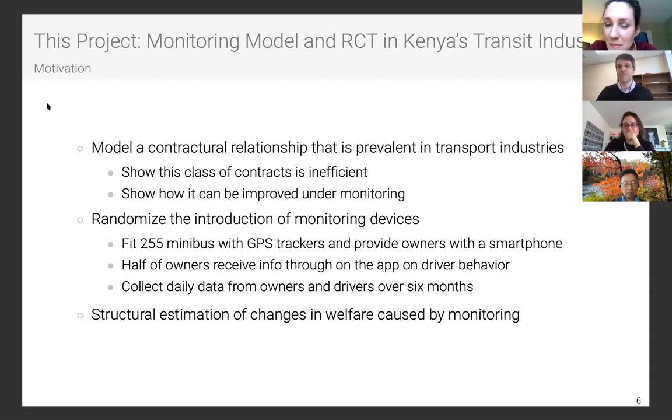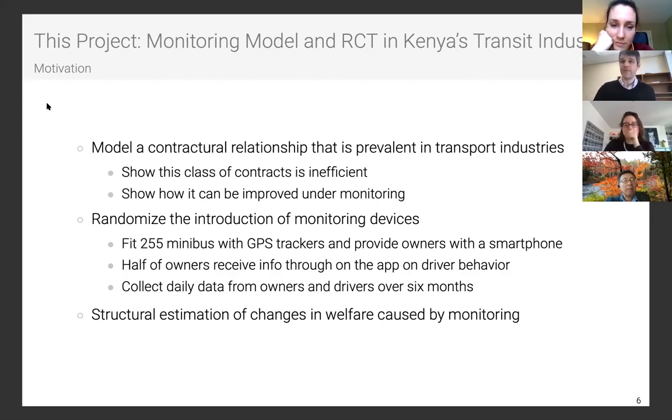So the steps that we take in the paper, with these broad goals, is first, we're going to model this contractual relationship that's prevalent in this industry. But we also found, interestingly, that it appears in many other informal transit industries around the world, in Latin America, in East Asia and Southeast Asia, and also in other industries, particularly ones where output is unobserved. We showed that this class of contract is inefficient from a social planner perspective, and then we show how it can be improved or potentially worsened with the introduction of monitoring.